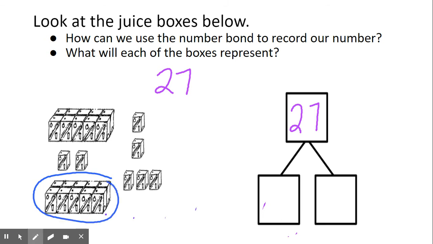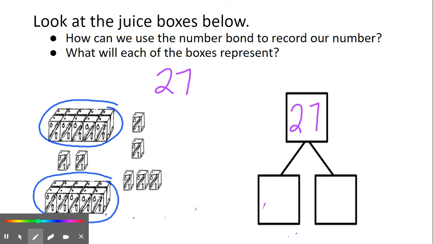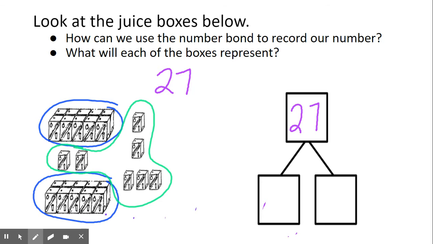We broke it up into our tens, and then we broke it up into our ones. How many tens did we have? Right, we had 2 tens. But if I put the number 2 here, that's not going to be exactly right. So let's think. What does this 2 represent in my number? Does it represent 2 or does it represent 20?